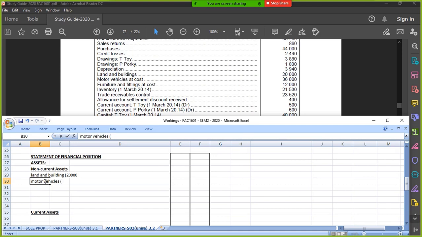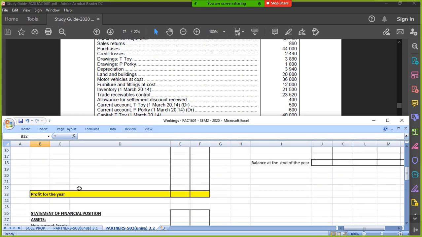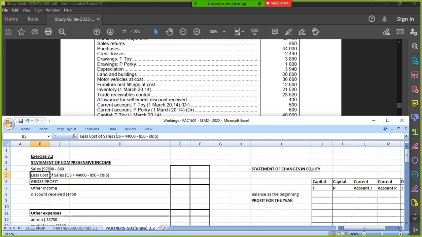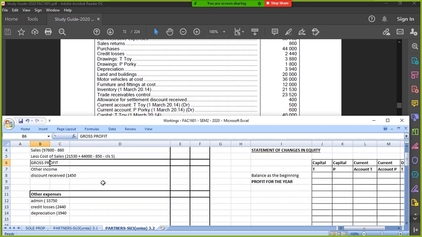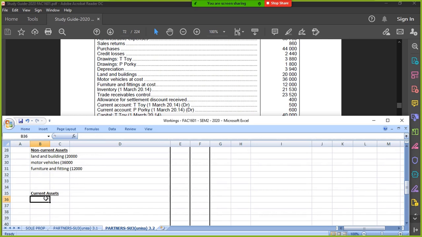Motor vehicles, 36. Furniture and fittings, 12. Inventory, there we go. Inventory 1st March is opening stock. Do you see that? Yes. Okay, opening stock 21,530. Trade receivables control, current assets. Current assets, 23,520. Great.